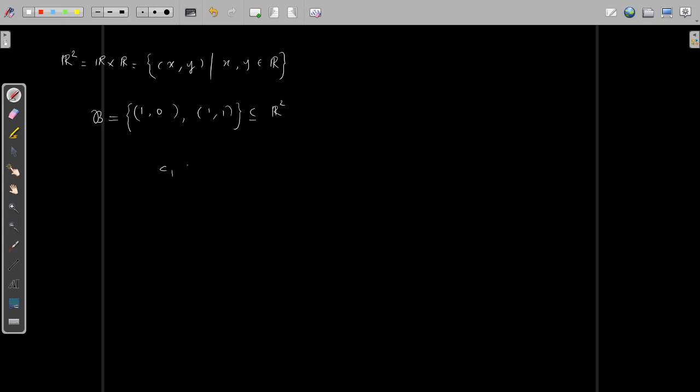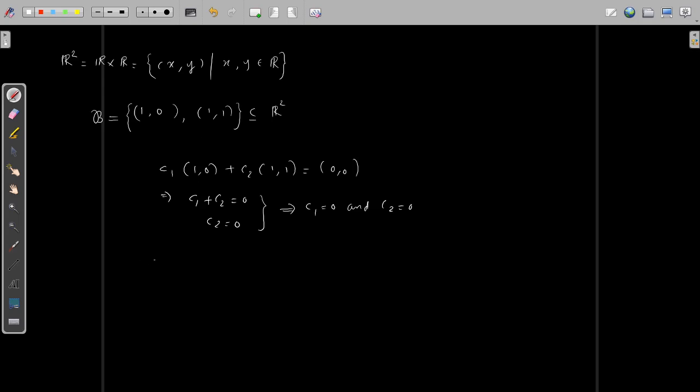When you consider C1 times (1, 0) plus C2 times (1, 1) equal to (0, 0), it implies from the first component we can get C1 plus C2 equal to 0, and from the second component you can get C2 equal to 0. These two equations together imply that C1 is 0 and C2 is 0. This shows that these two elements are linearly independent.